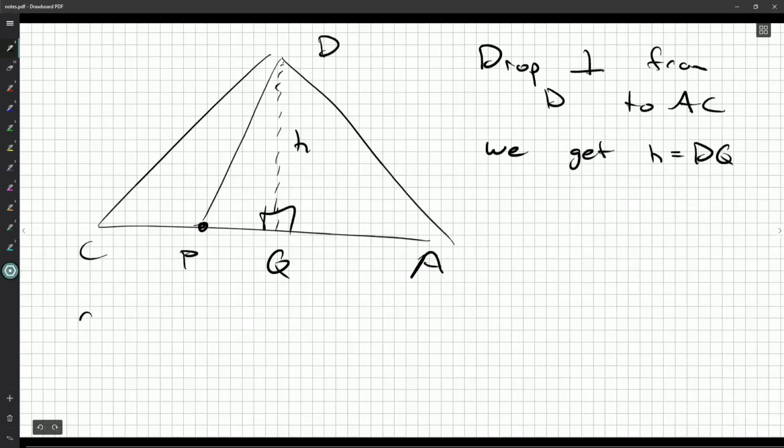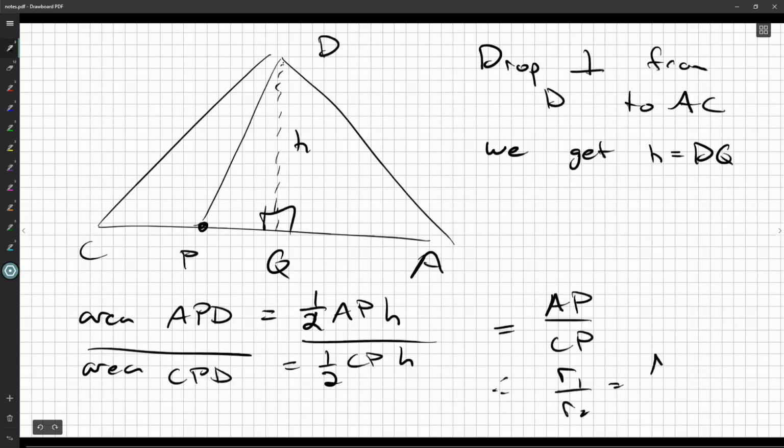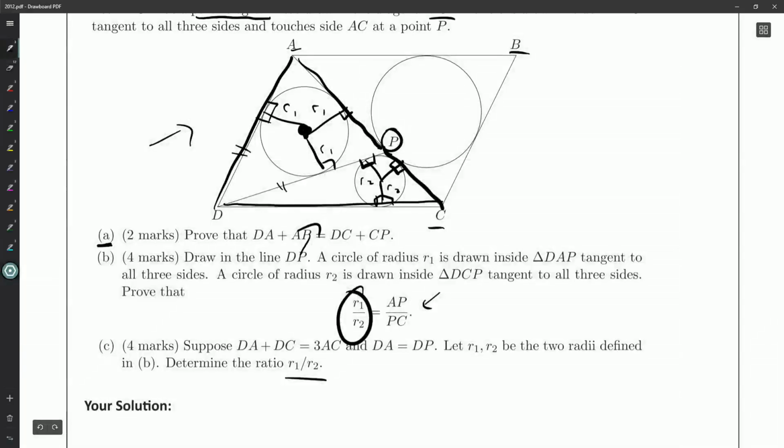And then the area of APD is 1/2 APH. And the area of CPD is 1/2 CPH. And if I divide them, the H's cancel out, the halves cancel out, I get AP over CP. And that tells me that R1 over R2 is AP over CP. All right. And that's all we needed to prove for B.